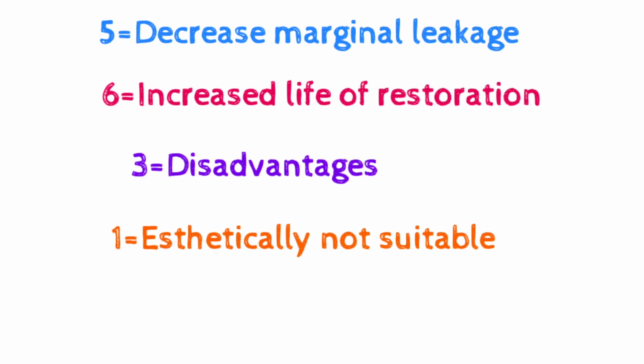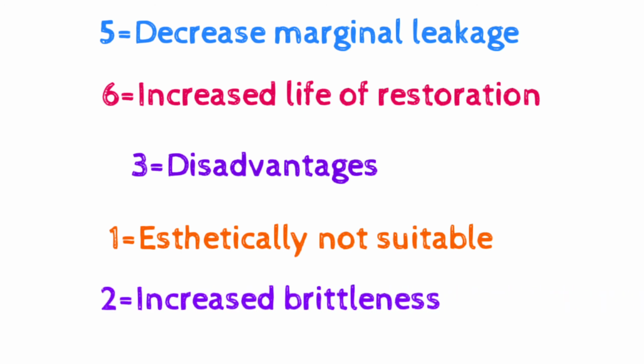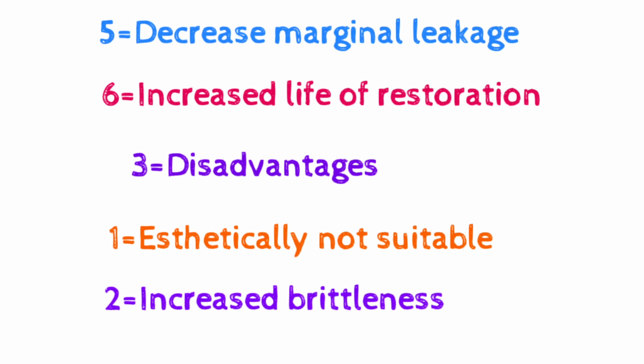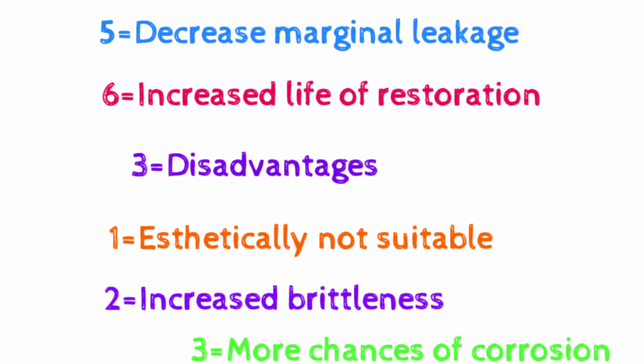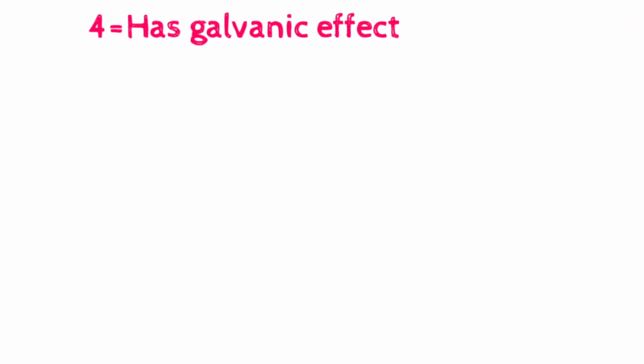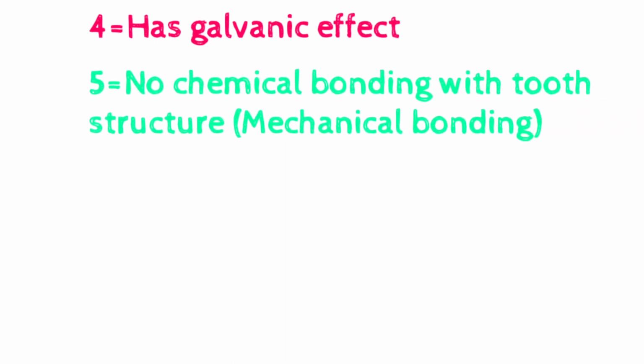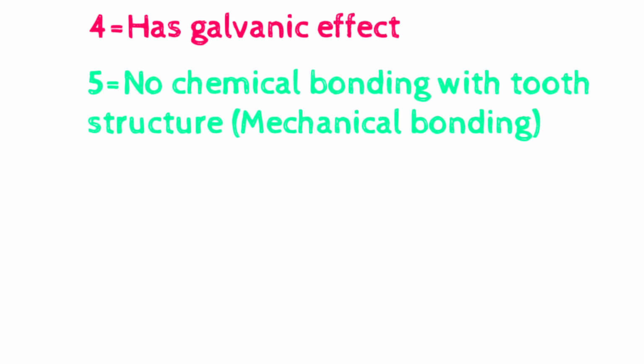Now come to the disadvantages. First disadvantage is aesthetically not suitable, because it is not like a tooth color restoration, white, and it is not aesthetically acceptable. Second is the increased brittleness, because it is brittle. Third, more chances of corrosion. In amalgam, there are more chances of corrosion. And number 4 is the galvanic effect, meaning galvanic shock, where the patient feels a current like effect. And number 5 disadvantage is no chemical bonding with tooth structure, because it is mechanically bound, and we prepare the cavity which gives a mechanical bond to the amalgam, not like chemical bond in GIC.